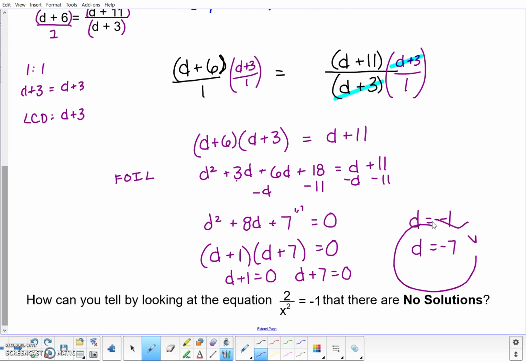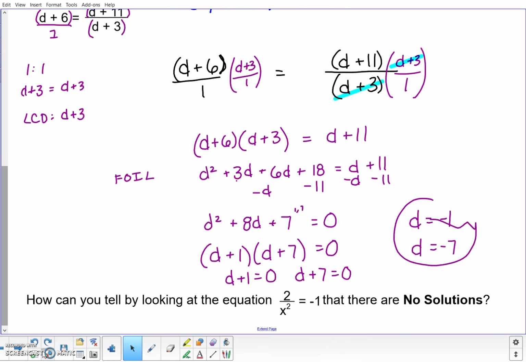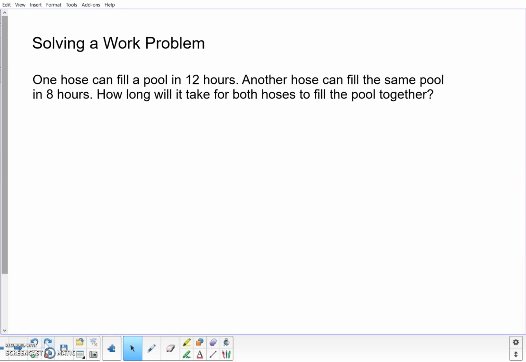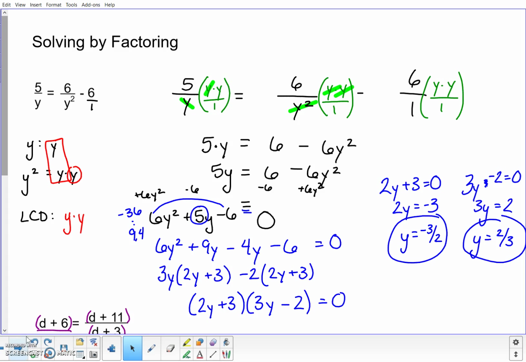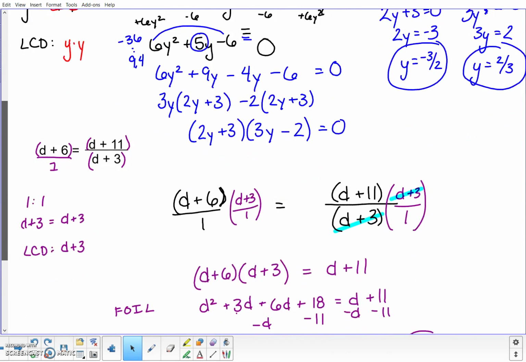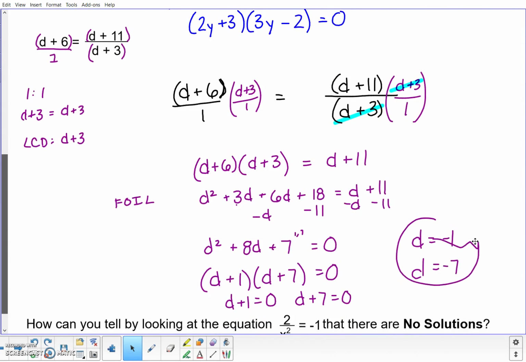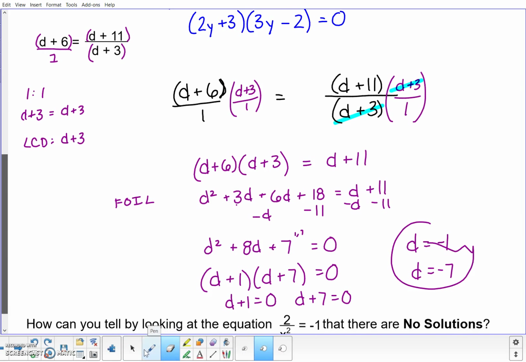So you can see that oftentimes you're going to end up with more than one solution in these problems. Okay, as you go.